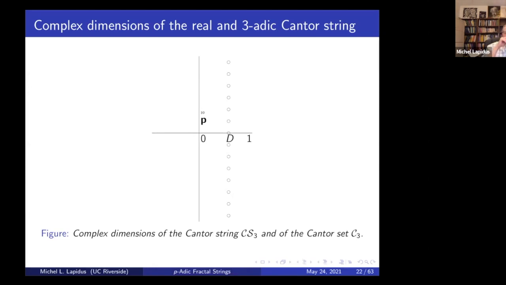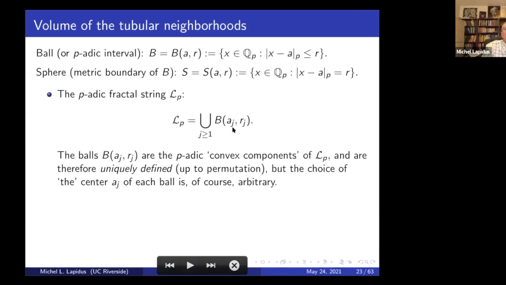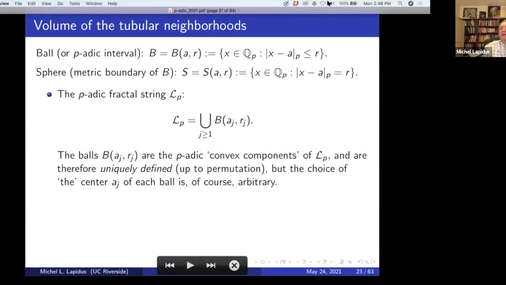The ordinary Cantor string is simply the complement of the ternary Cantor set in the interval [0,1]. Or if you want, it is the disjoint union of all the middle third intervals obtained when you construct the usual Cantor set in the real line. Okay. So now let me talk about the p-Adic.